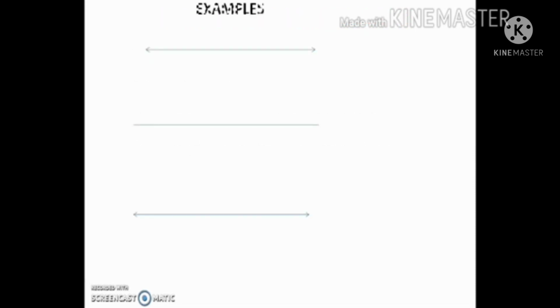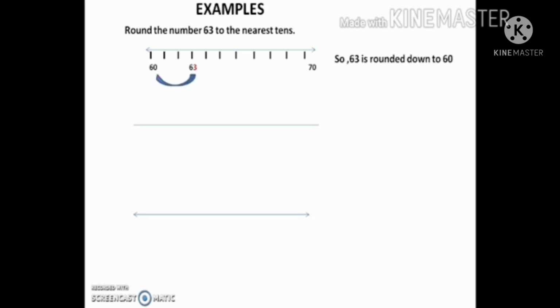Now let us see some examples. Round the number 63 to the nearest tens. The digit in ones place is 3. We know that if the digit is less than 5, then it is rounded down. So the number 63 is rounded down to 60.